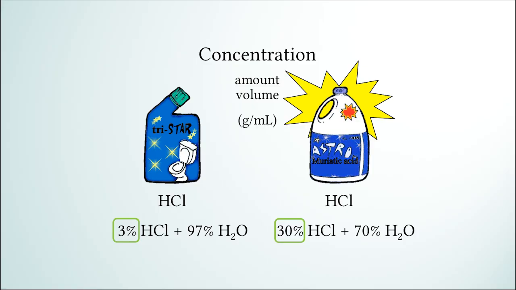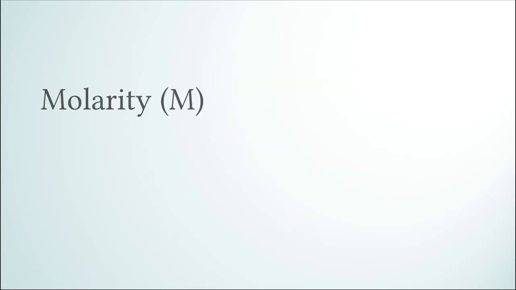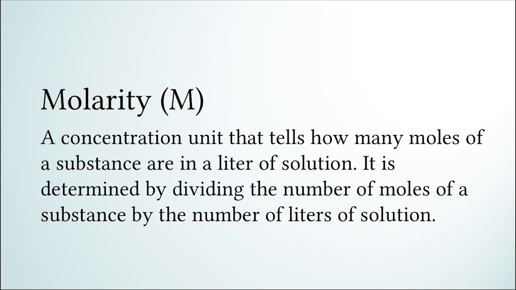In chemistry, the most common way to express concentration is using the unit moles per liter. This unit is also referred to as molarity. Molarity, or capital M, is a concentration unit that tells us how many moles of a substance are in a liter of solution. It is determined by dividing the number of moles of a substance by the number of liters of solution. This can be expressed by the equation you see here. M equals number of moles divided by number of liters.